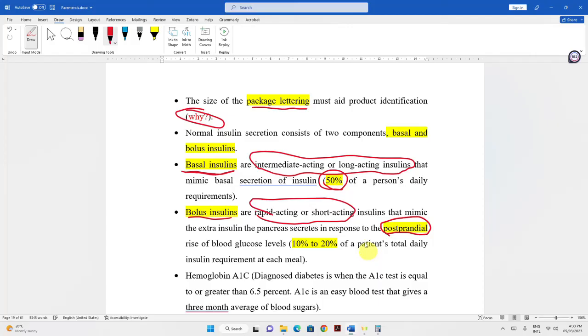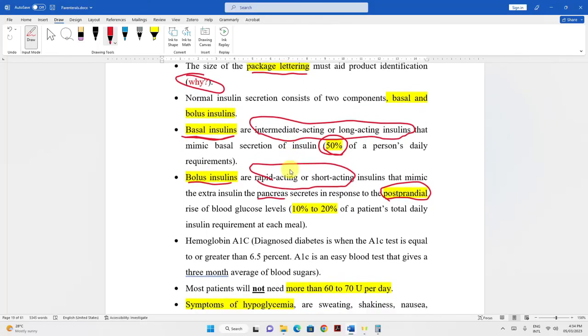You know, glucose goes up, so the pancreas will secrete insulin like a surge. Okay, and in order to deal with that, we need rapid or short acting insulin to mimic that. But for basal continuous insulin, we can use intermediate or long acting insulin to release insulin over the whole day or half a day.